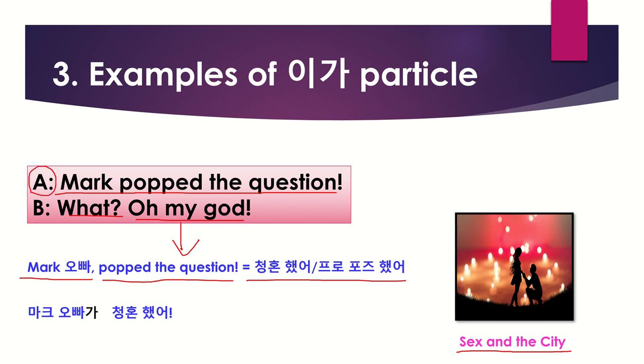The woman A thinks that she is sexy, intelligent, and generous. Okay, that's why Mark popped the question. Okay, the main issue. Alright, so Mark 오빠, subject. And 오빠, 빠, ends with 바오, 아. So, 가, particle. 마크 오빠가 청혼했어. Okay?